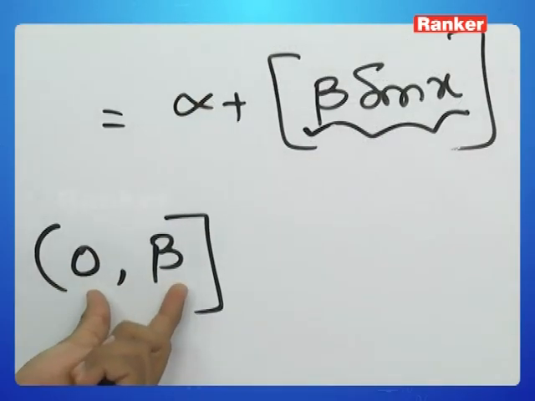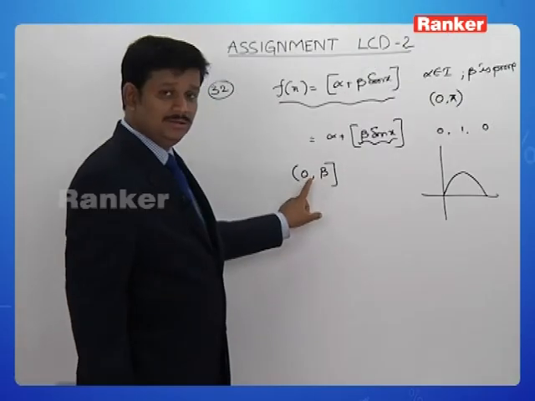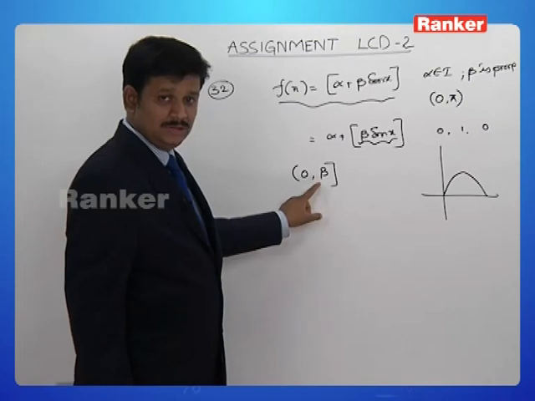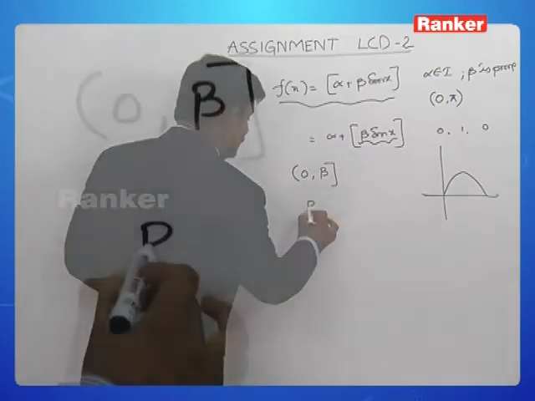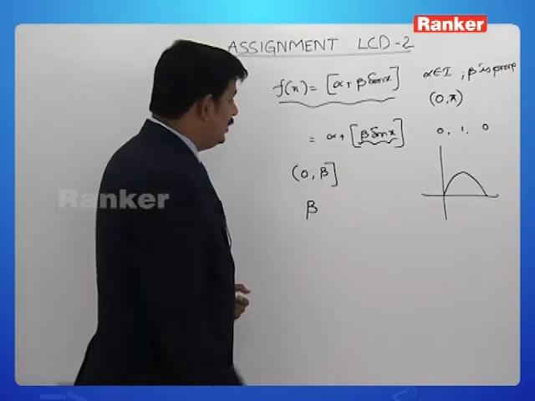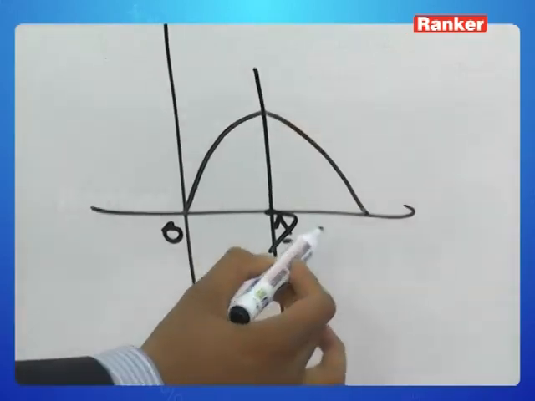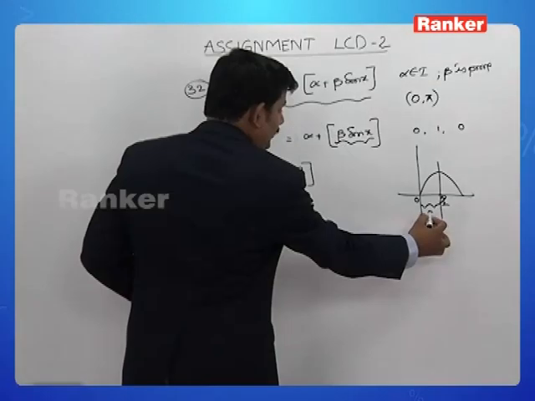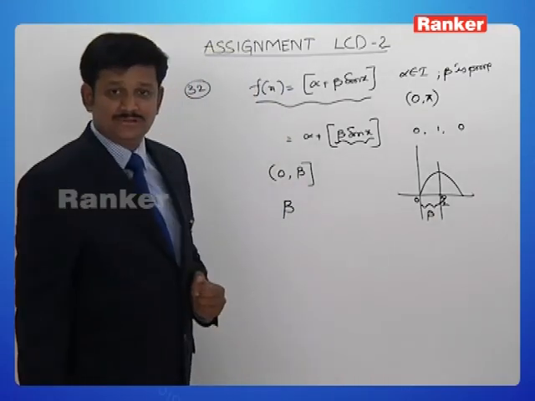So let us see how many integers are there between 0 to beta: 1, 2, 3, and so on up to beta. There are beta integers from 0 to beta. So whenever x is varying from 0 to pi by 2, included, here we have beta points of non-differentiability for the function f of x.